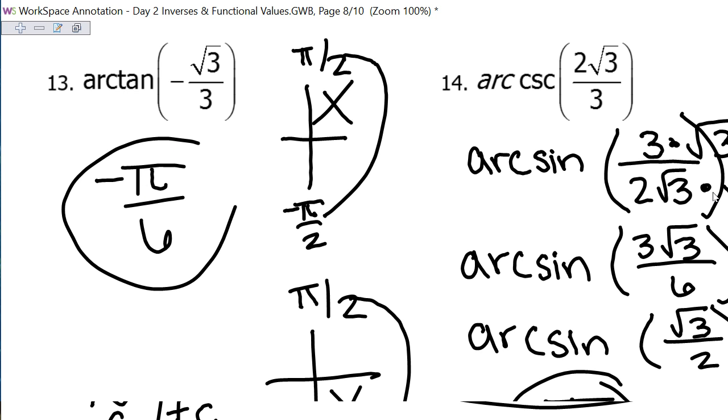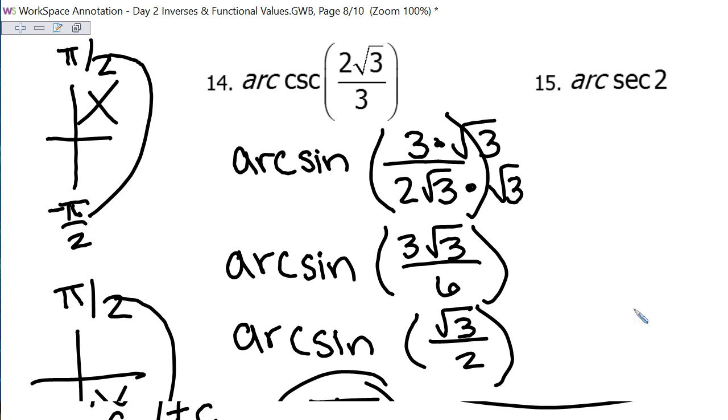Number 15. I want you to do number 15. Instead of arcsecant, I want you to change that to arc cosine.